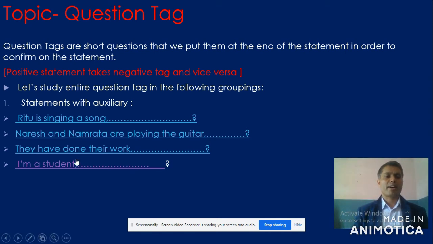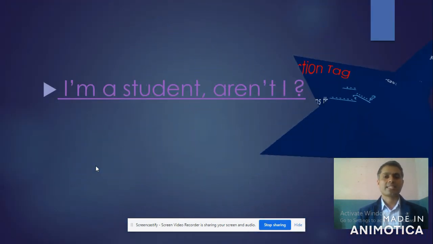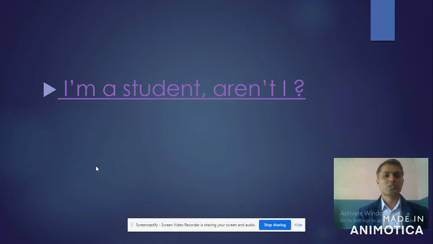Here's the comma. Here we don't write am. If it is I am a student, I am a teacher, I am a nurse, I am a doctor, in that case instead of am we write are. Here we write are. Then the statement is positive, so we should write a negative tag: aren't I. Now let's check it out. Its answer: I am a student, aren't I? Please write it down in the copy.